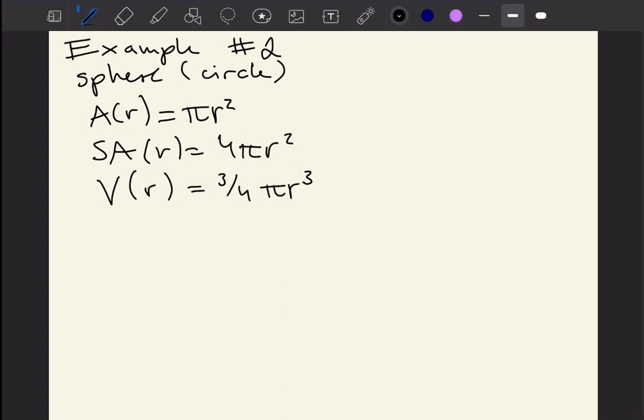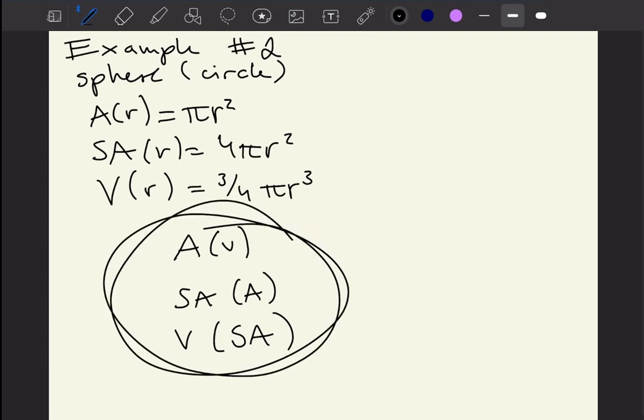And our task this time is to express the cross-sectional area in terms of the volume, the surface area in terms of the cross-sectional area, and the volume in terms of the surface area, right? This is what we're trying to find. I encourage you to go do this yourself because you're familiar now. You saw the last example. Do the same procedure, see if you're right, and then come back. This one is a bit more complex algebraically, but it's the same concept.